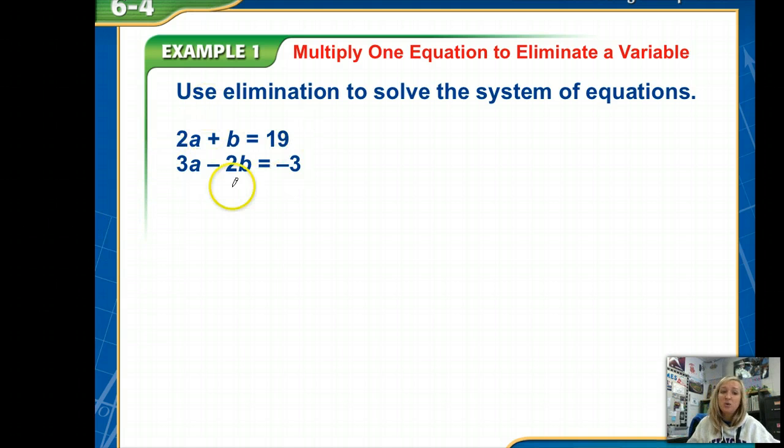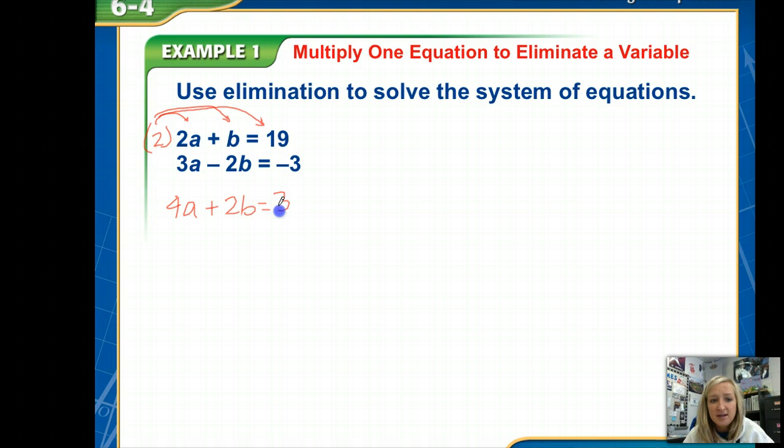All right, so I look at this equation and I can't eliminate my a's and I can't eliminate my b's at this point. But again, if I multiply my top equation by 2, and it can be the top equation or it can be the bottom equation. It doesn't matter which equation that you are multiplying. So remember that. I know these last two examples, we've both multiplied the top equation, but again, it does not matter. So I have 4a plus 2b equals 38.